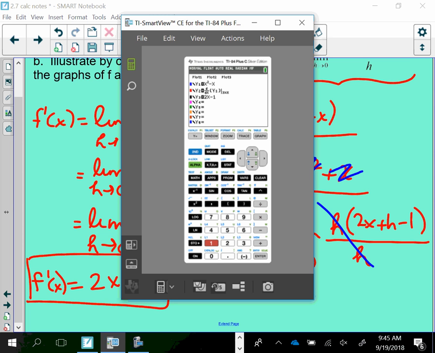Now, which two should be the same? Right. So if they're not, that means we're wrong. So we could check our work with our graph. There's your first one, there's your second, there's your third.